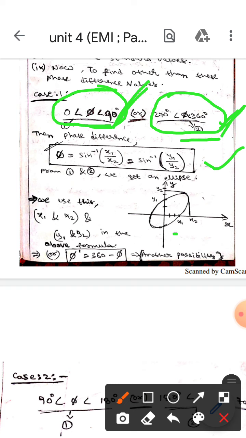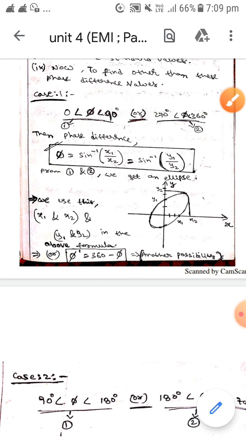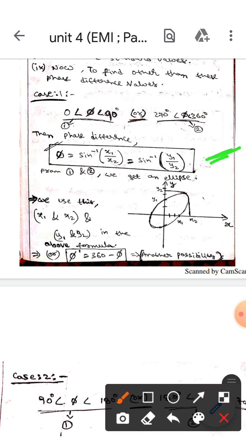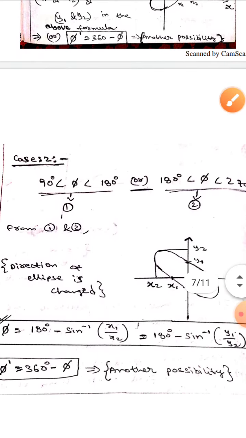Here these are x1 and x2, and these are y1 and y2. These values we put in this formula, x1 and x2, y1 and y2. In this way we will find the phase difference value. Whereas there is also another possibility that the phase difference may be phi dash equal to 360 minus phi. Now let's see case 2.